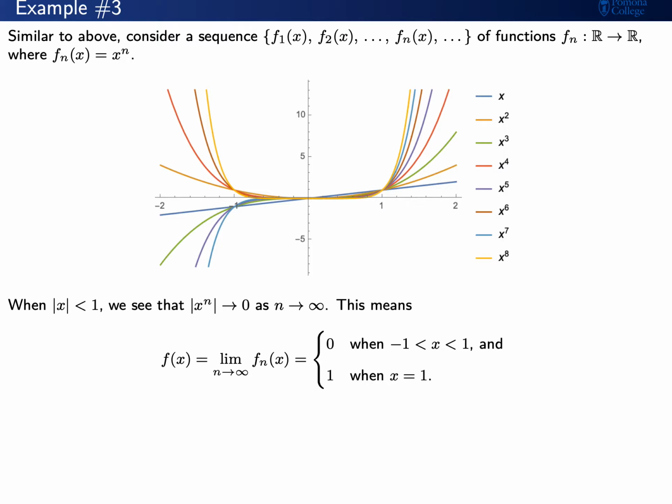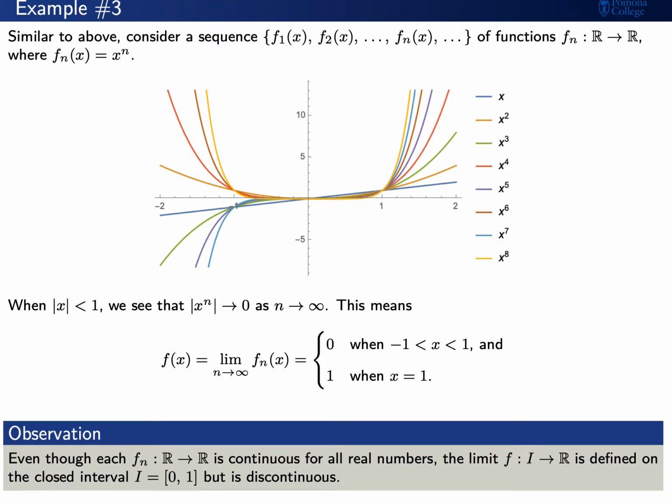However, when x equals 1, we see that 1 to the n equals 1. This means that we can make the following definition of our function f of x, which is the limit as n increases without bound of f sub n of x. f of x equals 0 when x is between minus 1 and 1, whereas f of x equals 1 when x equals 1. Here's the key observation. Although each function f sub n defined on the real numbers is continuous, the limit defined on the closed interval from minus 1 to 1 is discontinuous.